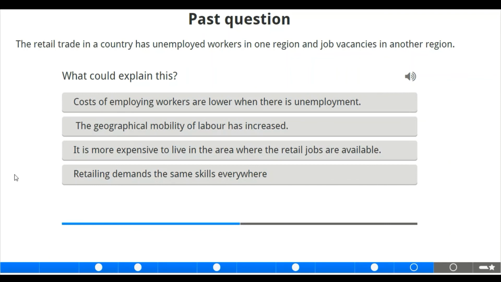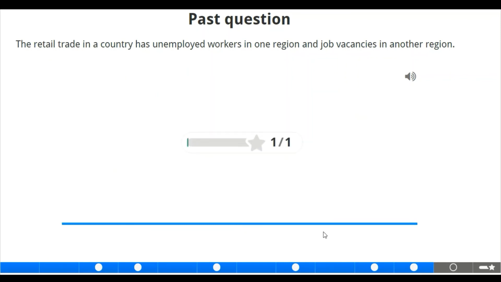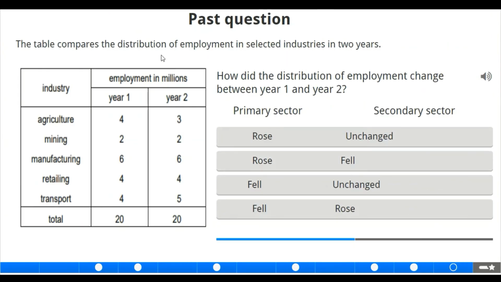Now let us go back to the question. The retail trade in a country has unemployed workers in one region and job vacancies in another. Now, according to these options, it's supposed to be this answer. It is more expensive to live in the area where the retail jobs are available than in the other region, that is where there is the job vacancy. Now we move to the next slide. We also have a past question here.